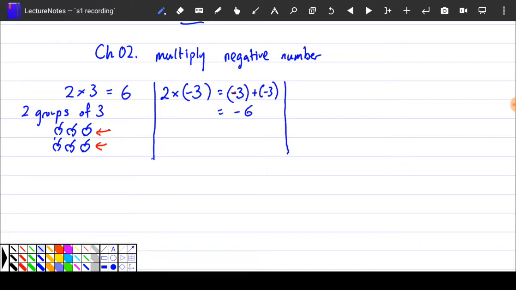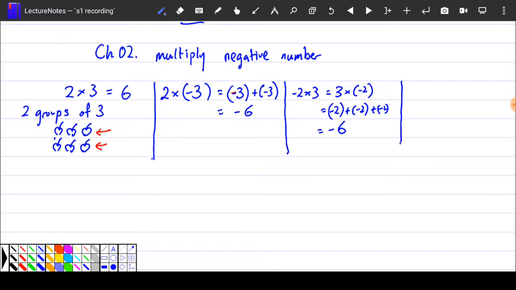Now what if I have negative 2 times 3? Again, if you want to understand by the apple, the 2 groups of something method, I can understand this as 3 groups of negative 2. So it will be negative 2 one group, plus another group, plus another group, and then I have negative 6.